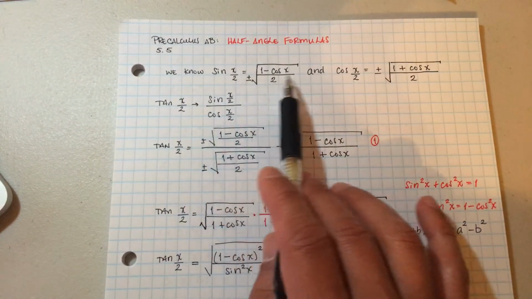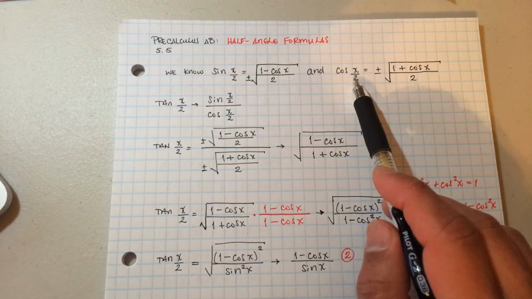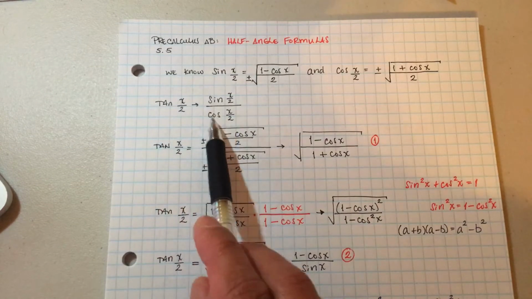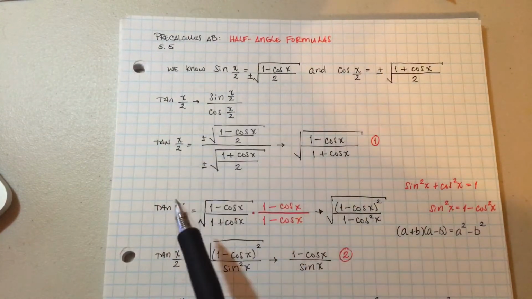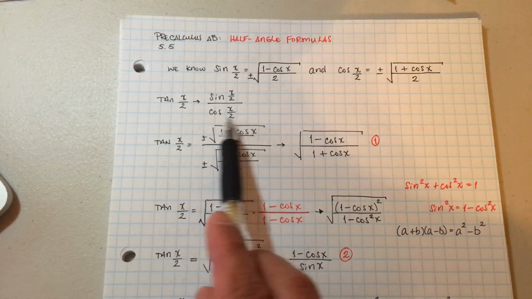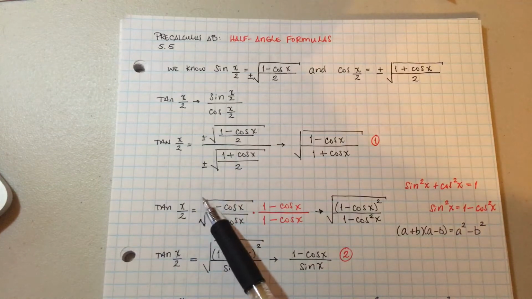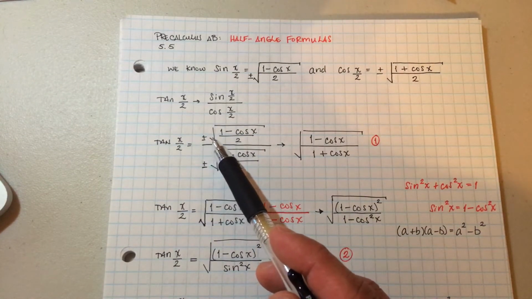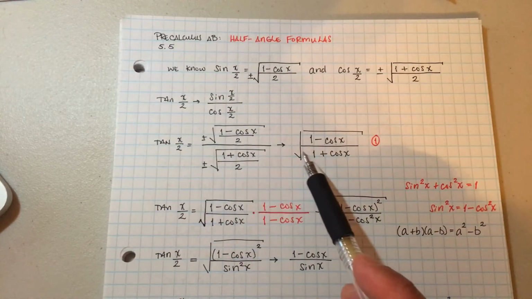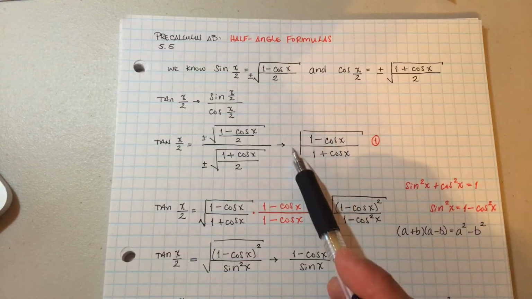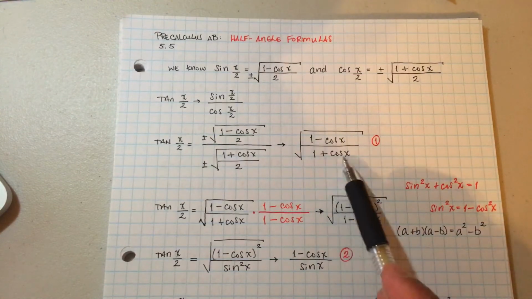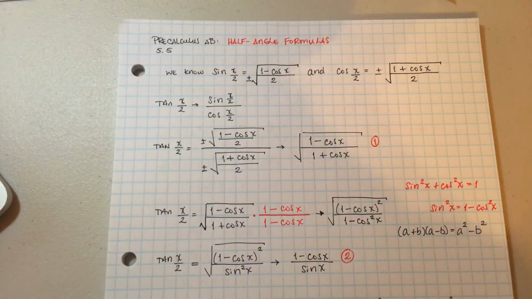We know that sine of the half angle is given by this, and we know the cosine of the half angle is this. And so when we do the tangent, we know it's sine divided by cosine. So I rewrote it right here, and then I used that to rewrite it with the square root of the half angle expression on the top and the bottom. Since they both have a radical, the whole thing has a radical, and that becomes my first half angle formula.